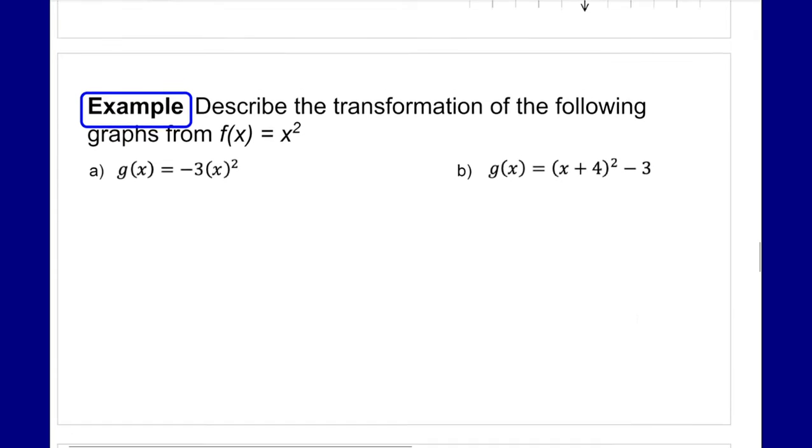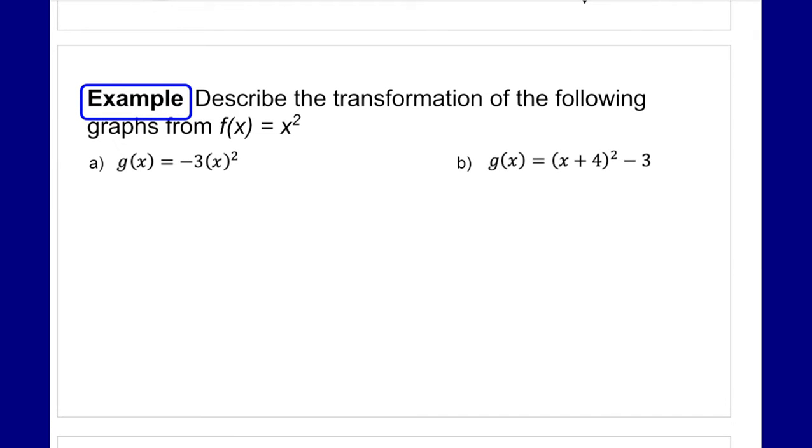So we're just going to go through a couple examples. We want to describe the transformation of the following graphs from f(x) = x², from that base form. If I look at the first one, g(x) = -3x², I just want to recognize what values or variables I am dealing with. I'm going to write the general form for our transformations on the bottom so it can help me identify what values I have.